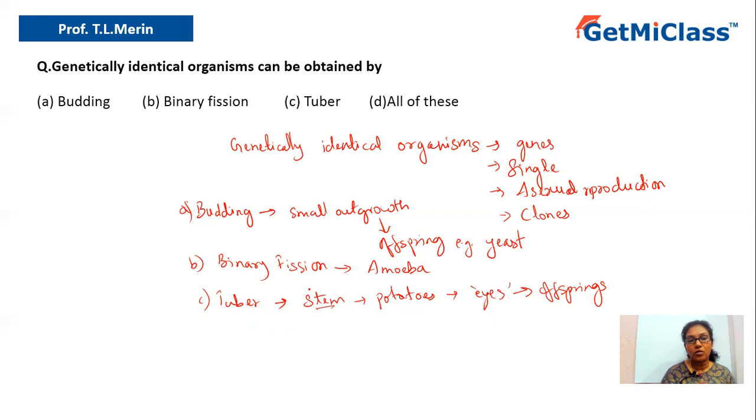So according to the question, it says genetically identical organisms can be obtained by. So it can be obtained by budding, it can be obtained by binary fission, and it can be obtained by tubers. Hence, the option D, which says all of this, should be the right answer. Because by all these methods we can produce genetically identical organisms.